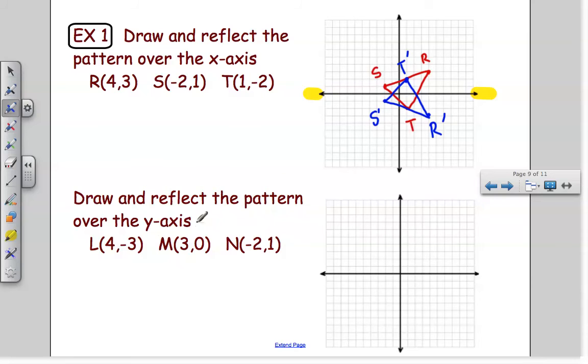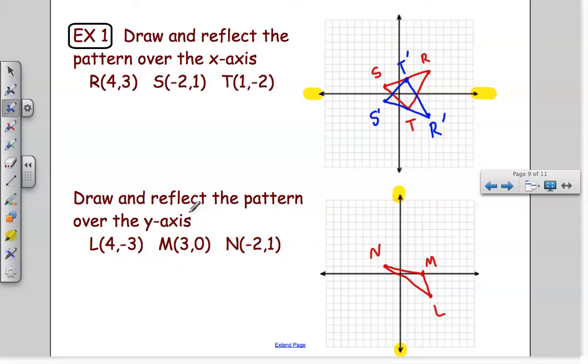And then let's try one where I'm reflecting the pattern over the y-axis here. If I'm reflecting over the y-axis, that's this one. So I'm changing sides of the y-axis. I'm changing my left, right, or my x values. My original L, let's see, we're at 4, negative 3. M was at 3, comma 0. N was at negative 2, comma 1. Draw that triangle.